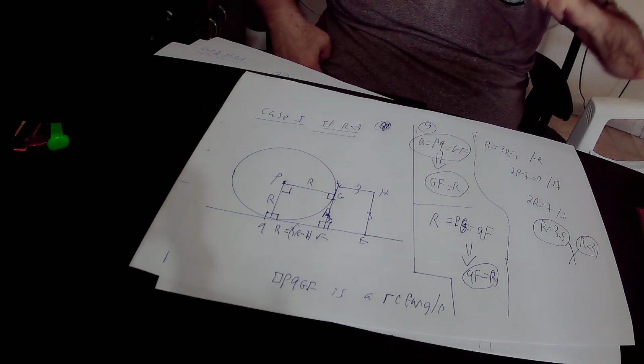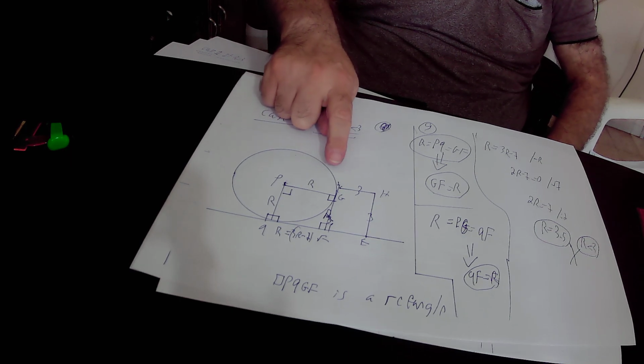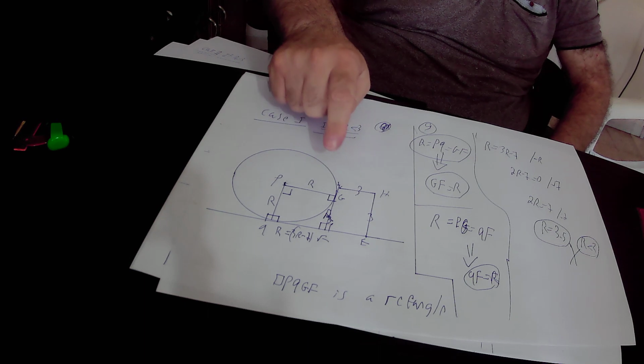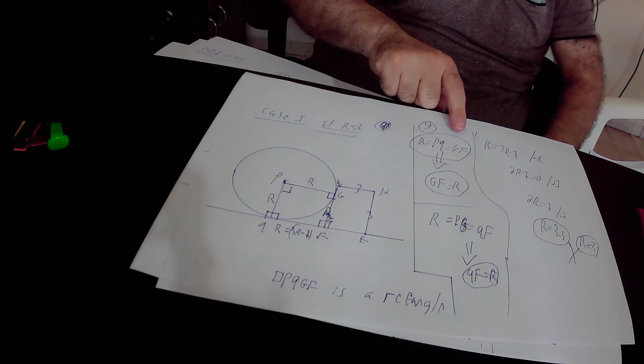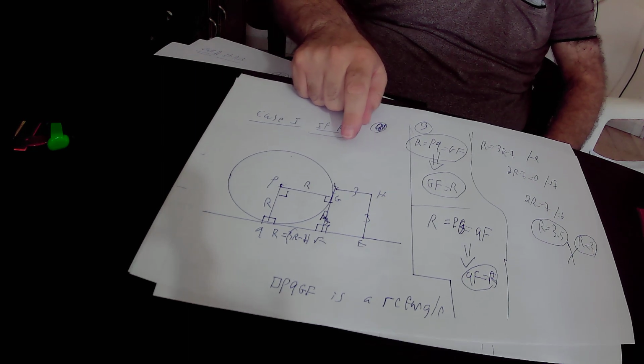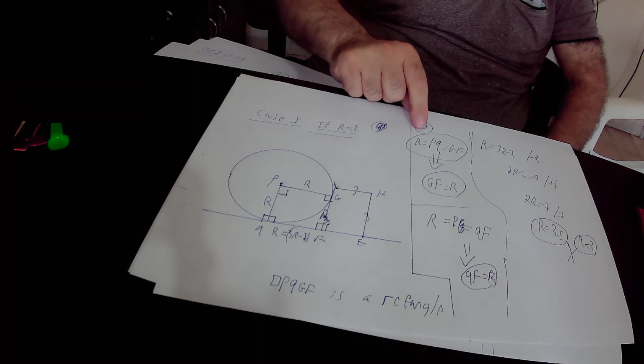And we know that the opposite sides of a rectangle are equal to each other. That is to say, PG is equal to QF. But PG is equal to R.